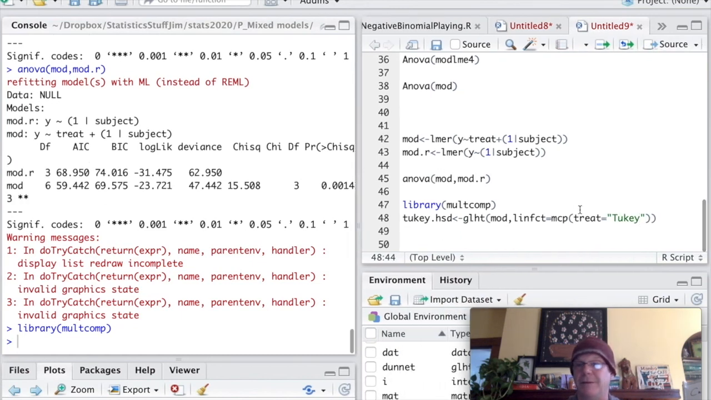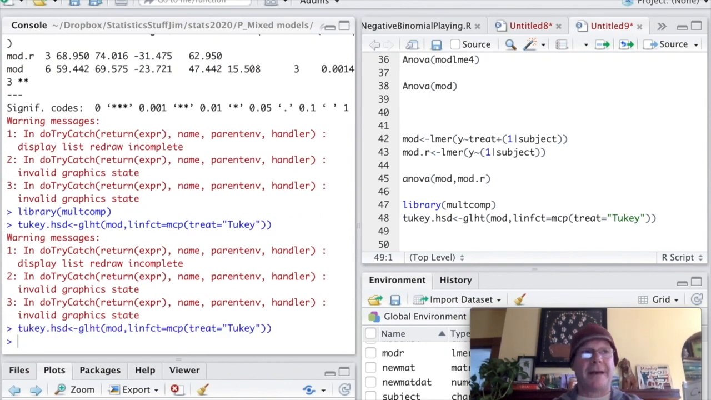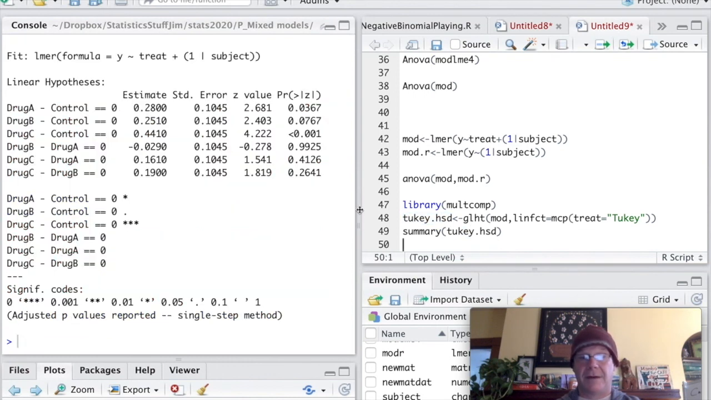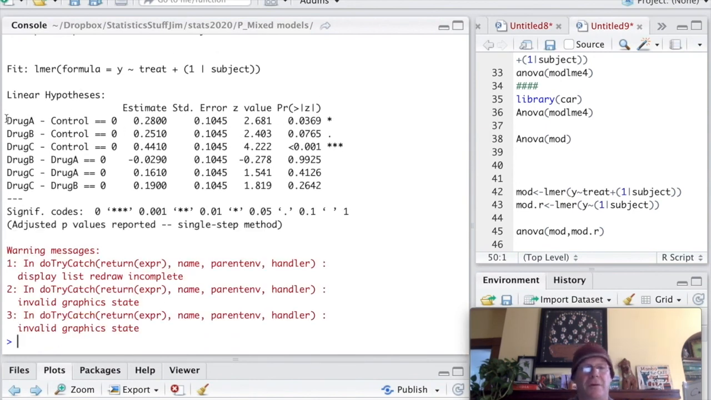Right? So it's just like we did when we did just standard post hocs with ANOVAs. And so there's that. And then if I were to take the summary of that, we can now look at where those differences are. And so it looks like control and drug A are different from one another. If we are dead set on our alpha of 0.05, drug B is not different from the control, but drug C is different from the control, and we're not detecting any differences among the different drugs.